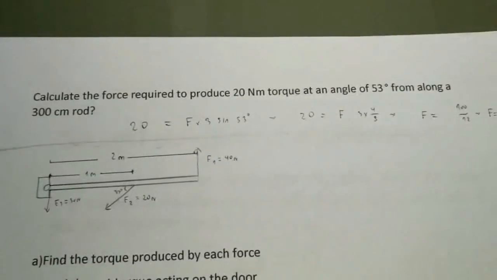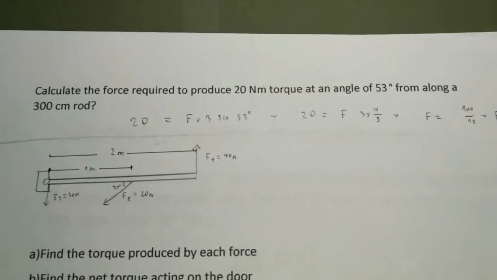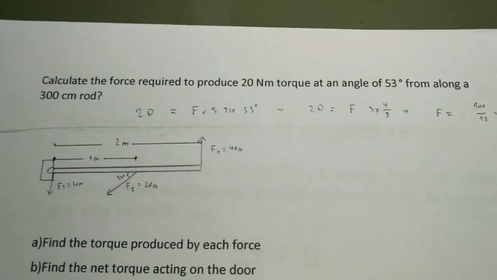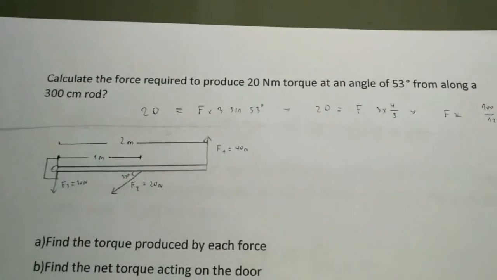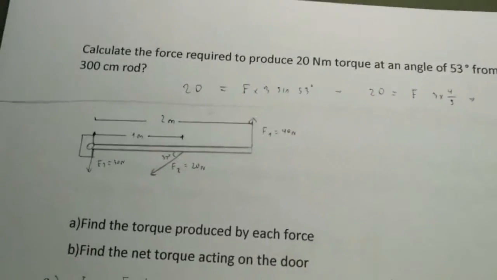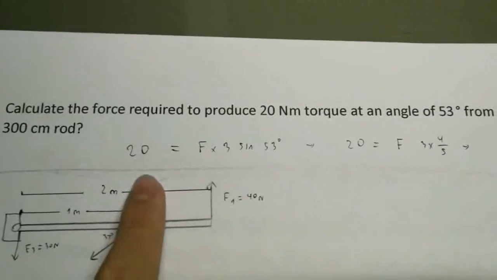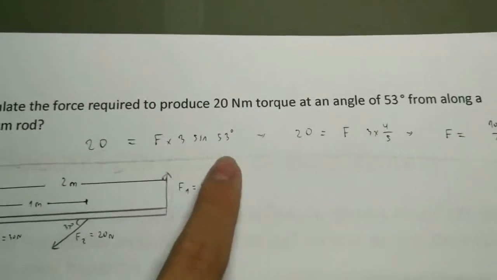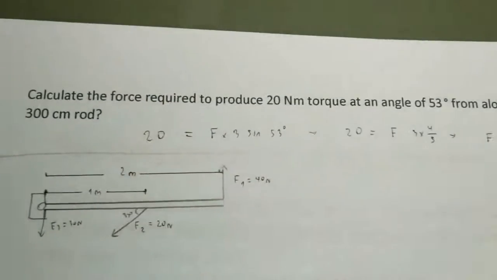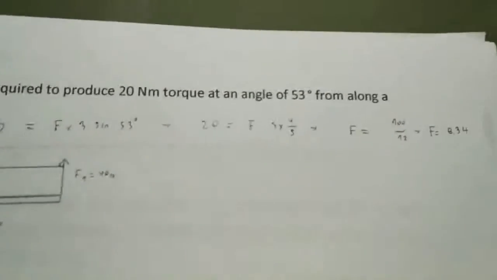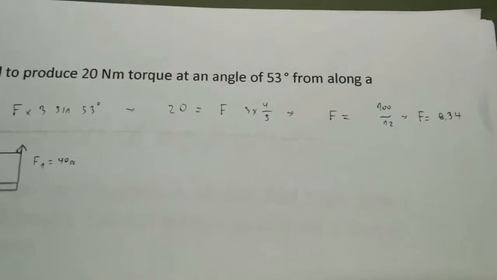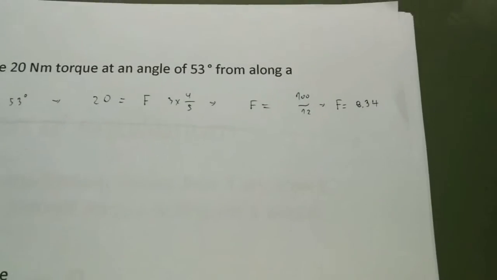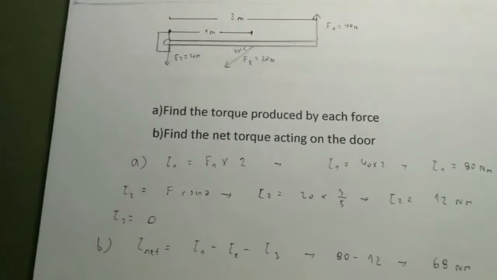Some exercise. Calculate the force required to produce 20 Newton meter torque at an angle of 53 degrees from along a 300 cm rod. So 20 is torque. Torque equal F times distance times sine theta. So here 20 equal F times 3 times sine theta, and 20 equal F times 3 times 4/5. So F equal 8.34. Another exercise.